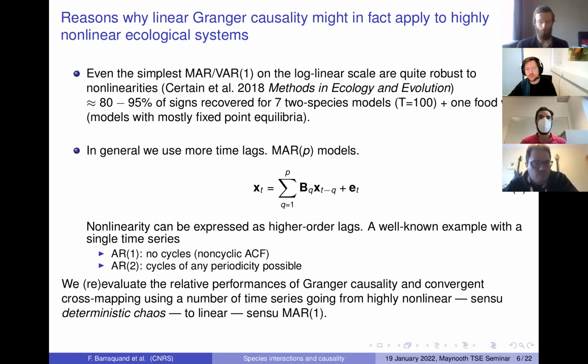So what we decided to do is to re-evaluate the relative performances of Granger causality and convergent cross-mapping using a number of time series that range from highly nonlinear, close to chaos, to quite linear, in the sense of a multivariate autoregressive model of order 1. And of course, what we expected when we started this was to find that convergent cross-mapping was really good on the cases close to deterministic chaos, strong chaos, and then that Granger causality would get better and better as we go towards more linear dynamics, which makes sense. But in fact, this is not what we found.